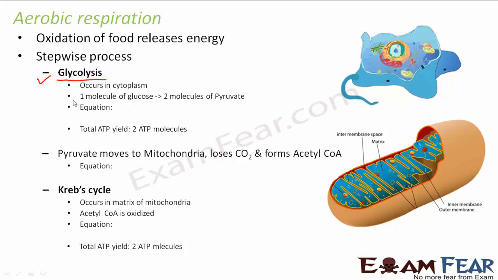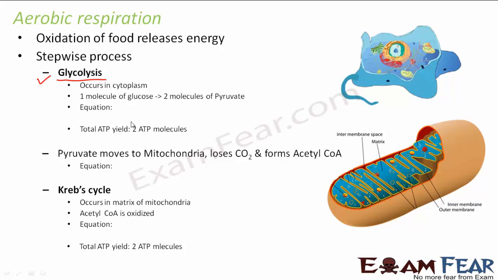For this glycolysis step, no oxygen is needed. So here we do not need any oxygen. So this step is something which is common to both aerobic respiration and anaerobic respiration. So in both of them, first of all, what happens is in the cytoplasm, one molecule of glucose gets converted into two molecules of pyruvate. What is pyruvate? It is nothing but pyruvic acid.